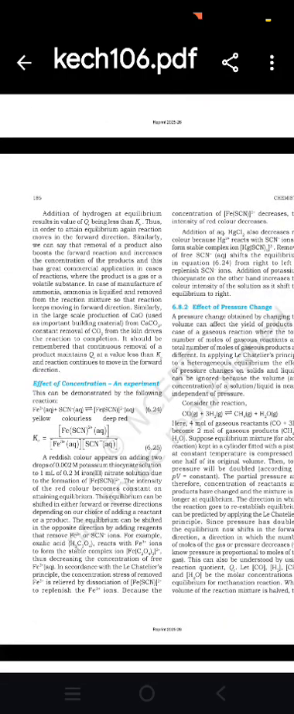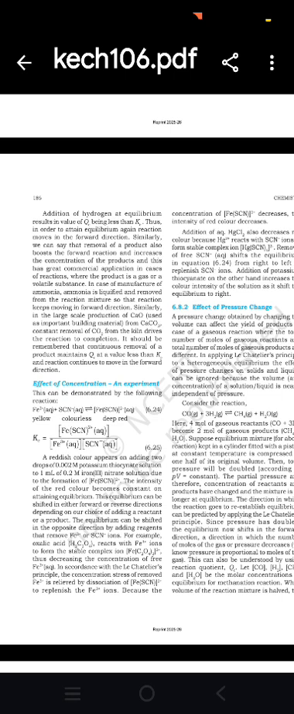Hydrogen at equilibrium results in the value of Qc being less than Kc. Thus, in order to attain equilibrium, again the reaction moves in the forward direction. Similarly, we can say that removal of product also boosts the forward reaction and increases the concentration of product. This has a great commercial application in the case of reactions where the product is a gaseous or volatile substance.